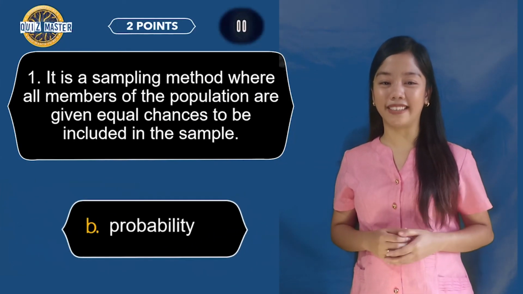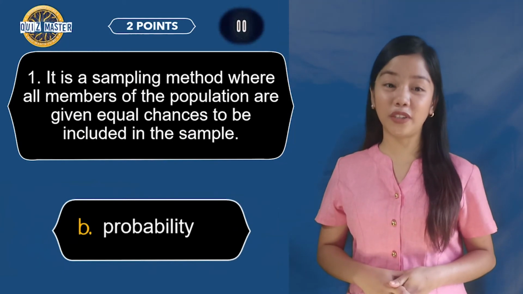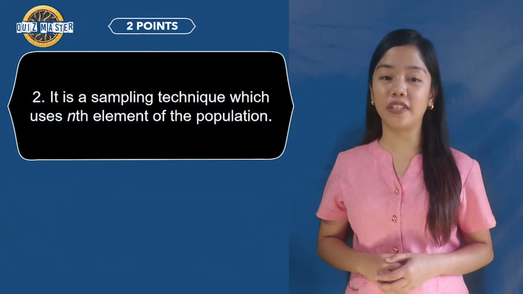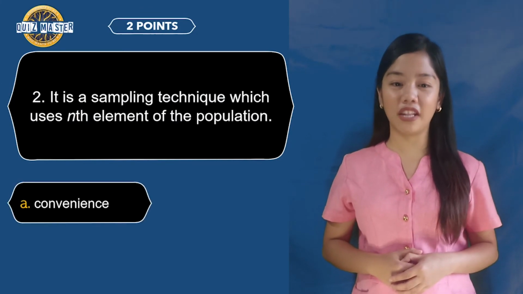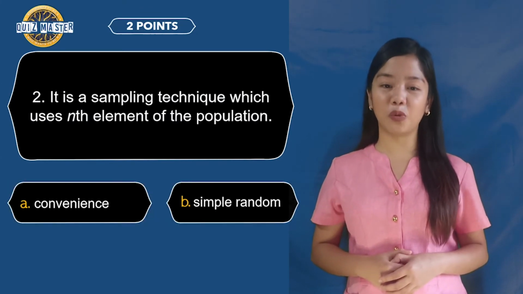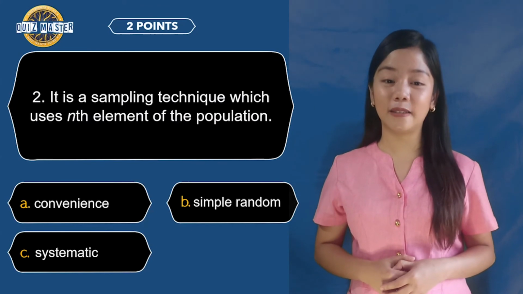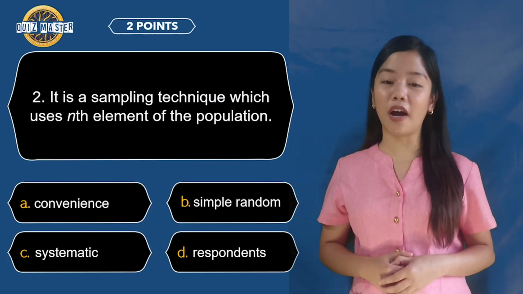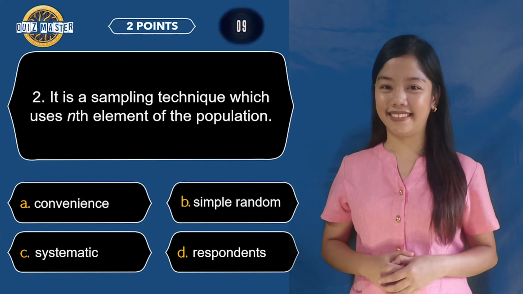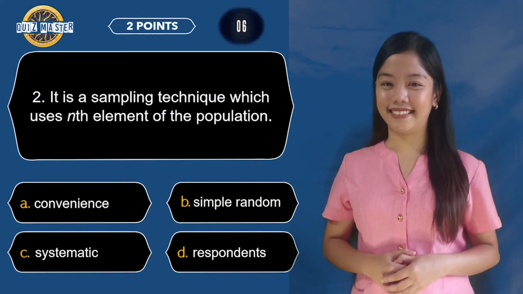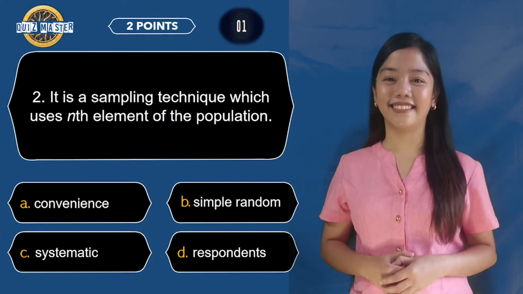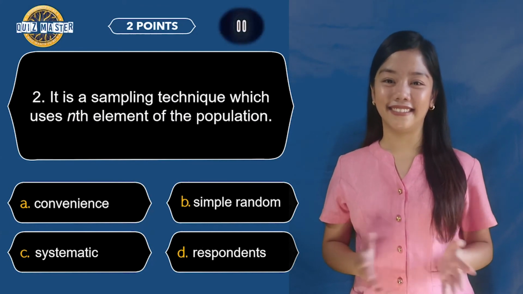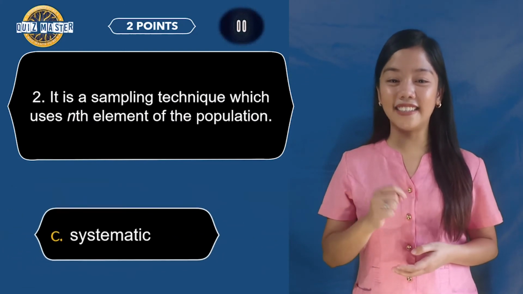Correct, it's probability. For our question number 2 for 2 points, it is a sampling technique which uses the nth element of the population. A. Convenience. B. Simple random. C. Systematic. D. Respondents. Correct, it's systematic.